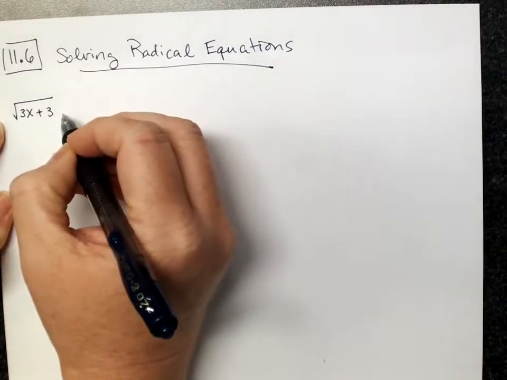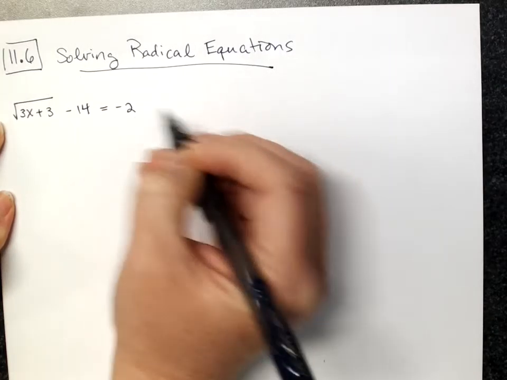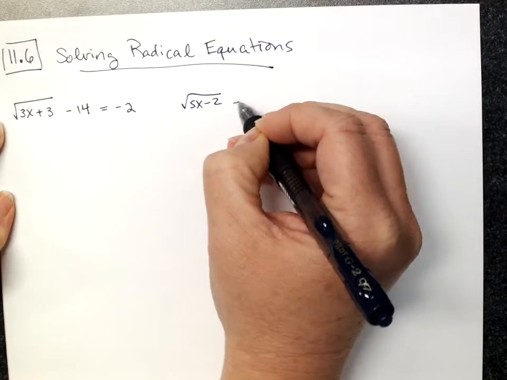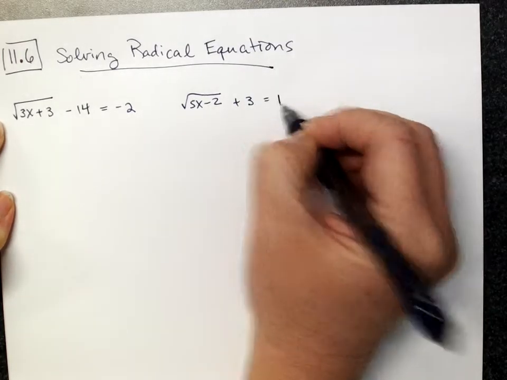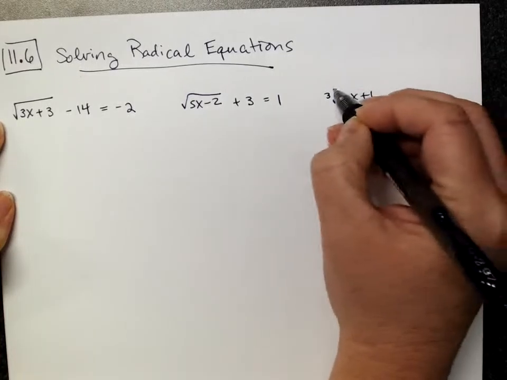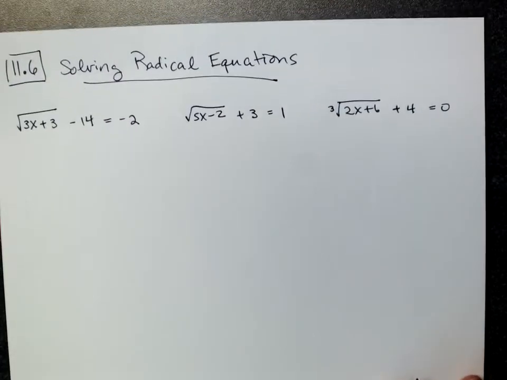Say, for example, square root of 3x plus 3, minus 14 equals negative 2. Square root of 5x minus 2, plus 3 equals 1. And cube root of 2x plus 6, plus 4 equals 0.